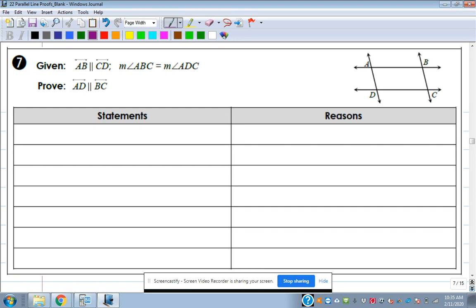Line AB is parallel to line CD. Measure of angle ABC is equal to the measure of angle ADC. Yeah, alphabet's tough. It's hard. All right, and we want to prove that AD, so we want to prove the two lines that go this way are parallel to one another.